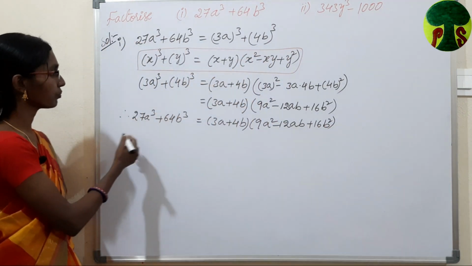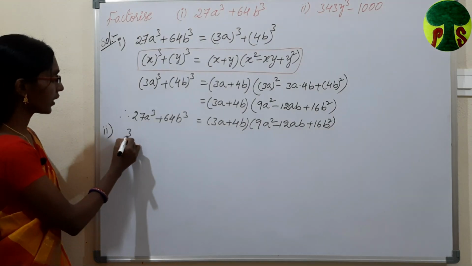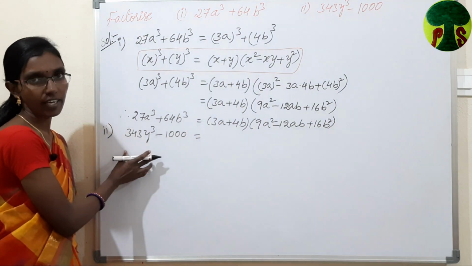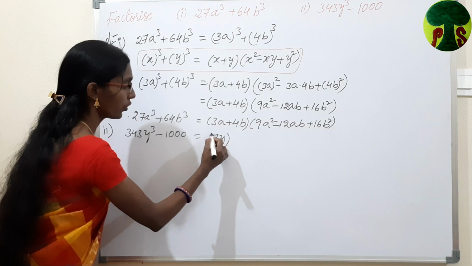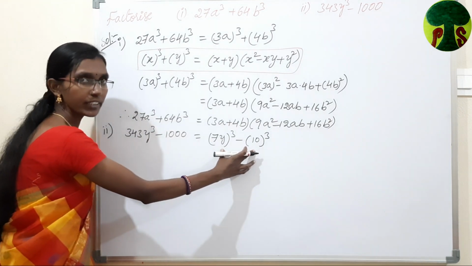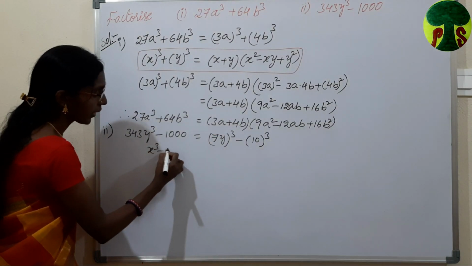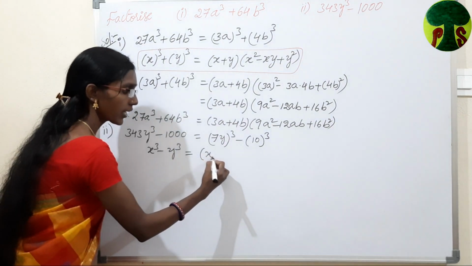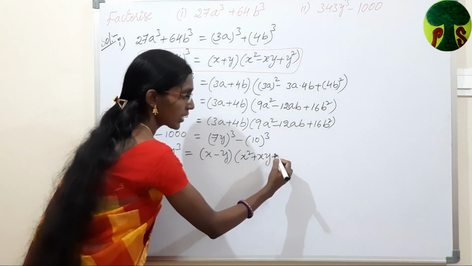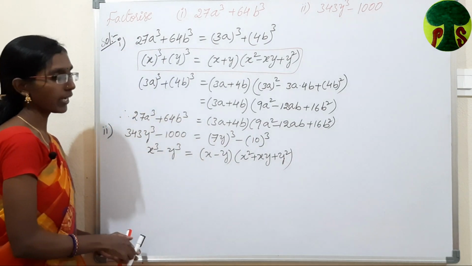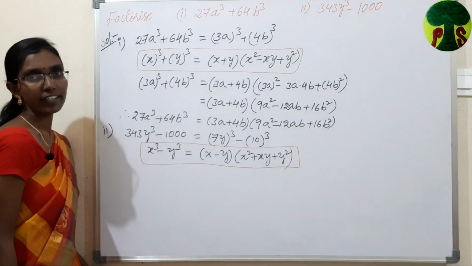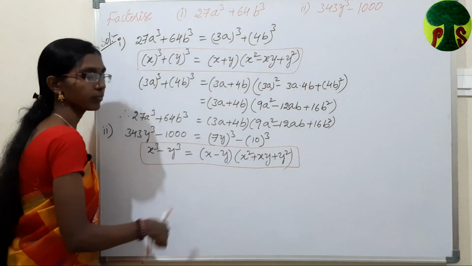Let us solve the second one. The given question is 343y³ − 1000. We can write this as (7y)³ − 10³. Now we need to compare this with the identity, that is x³ − y³ = (x − y)(x² + xy + y²). From this we have to get the value of x and the value of y. The value of x is 7y and the value of y is 10.